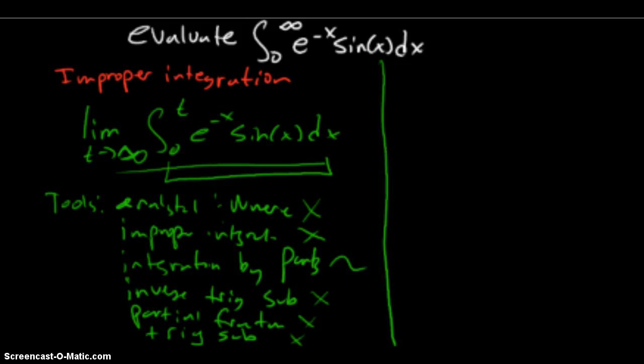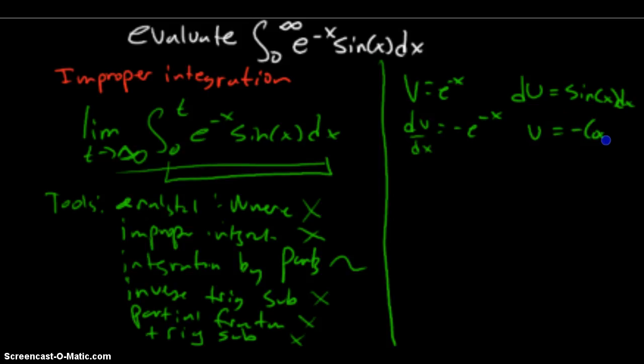Okay, so using our integration by parts, we need to set up our parameters. So it seems like our v is equal to e to the minus x. That means our dv/dx is equal to minus e to the minus x. And then our u in this case is equal to sine x. Sine x dx is du actually, and then our u is just the integral of that, which is minus cosine x.